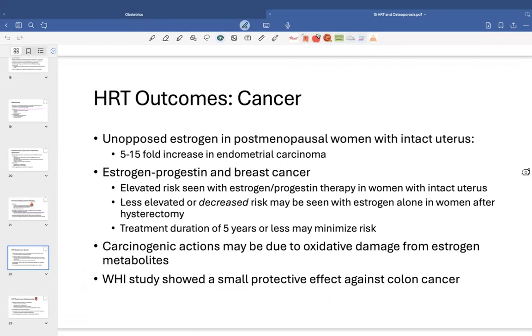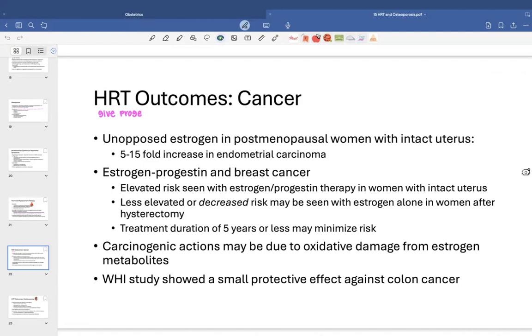Again, if a woman has a uterus, giving unopposed estrogen will lead to an increased risk of endometrial carcinoma. That risk is estimated to be a 5 to 15-fold increase in endometrial carcinoma. So that is a thing. In women with a uterus, you must give progestin.